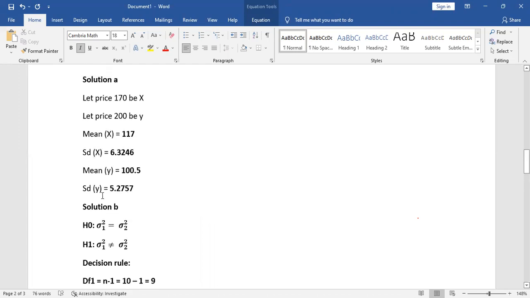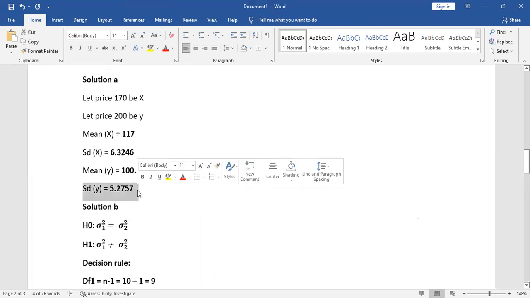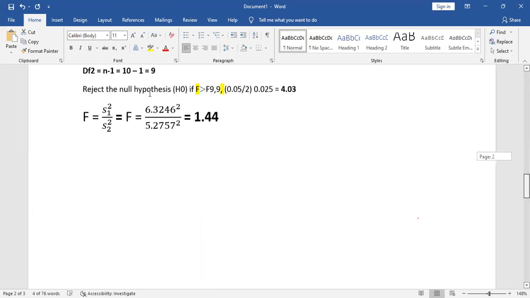Below there, the standard deviation for Y is 5.2757. When we square it, it becomes a variance. So there it is, 5.2757 squared. After computing 6.3246 squared divided by 5.2757 squared, we are finding 1.44. Okay, now we can make a comparison.